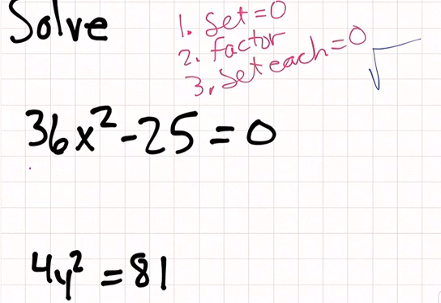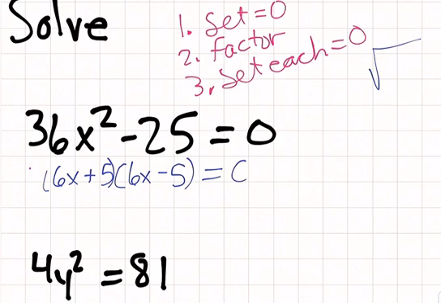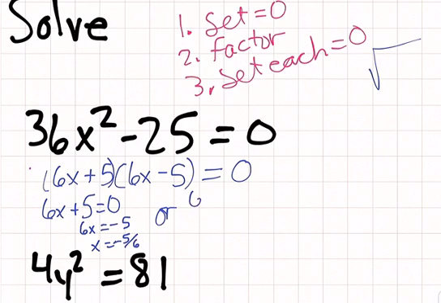If I were to factor this first one, those are difference of perfect squares. That is a 6x and a 5. It was already set equal to 0. It was already in descending order. So then, according to our normal strategies, we would say either 6x plus 5 must equal 0, subtract the 5, divide by 6, or 6x minus 5 would have to equal 0. So we would add the 5 and divide by 6. And those would be our two answers.